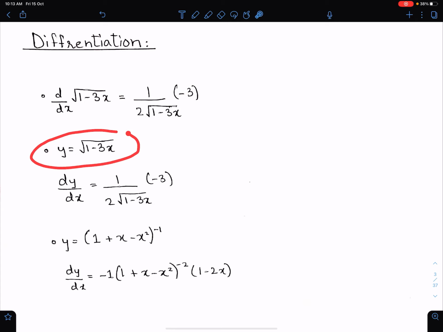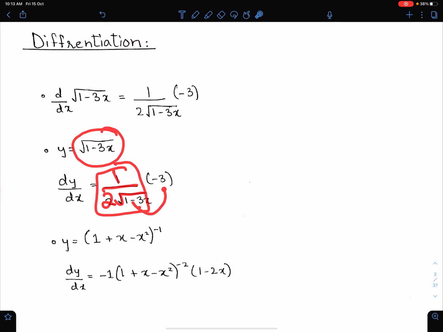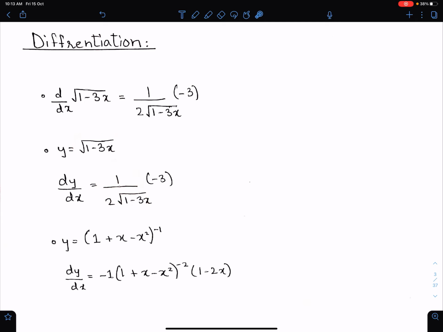To differentiate this equation, we have to write dy upon dx on left side, because the differential of y is dy upon dx, and this will become 1 upon 2 under root, and then we need to multiply this whole fraction with the differential of this function, which is minus 3.